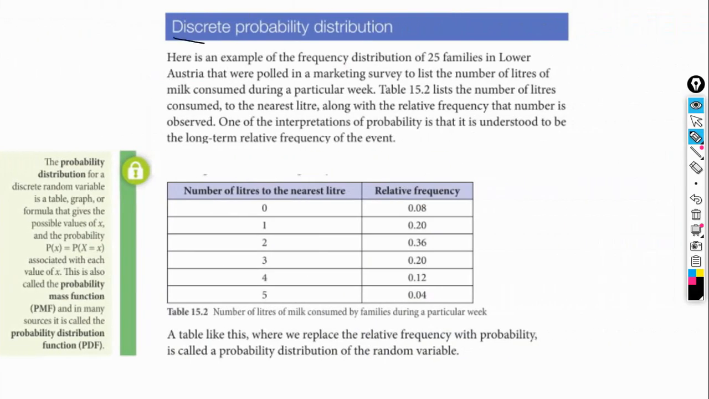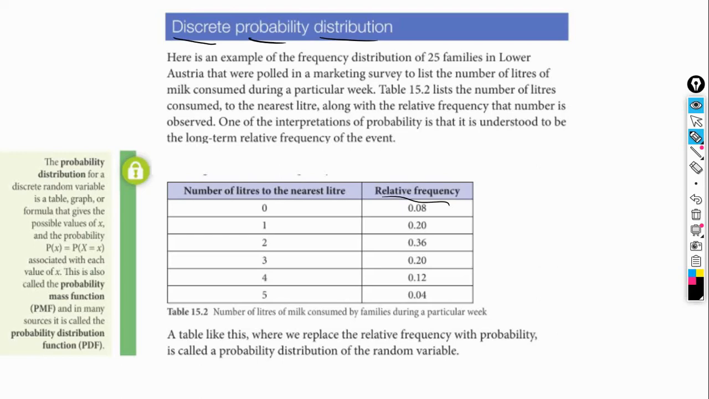So next we're going to talk about discrete probability distributions. Here's an example of the frequency distribution of 25 families in Lower Austria that were polled in a marketing survey to list the number of liters of milk consumed during a particular week. Now this was from a previous chapter, as you can probably recall. Table 15.2 lists the number of liters consumed to the nearest liter along with the relative frequency. One of the interpretations of probability is that it is understood to be the long-term relative frequency of the event. So in a table like this, we replace the relative frequency with probability, and it would be called a probability distribution of the random variable.